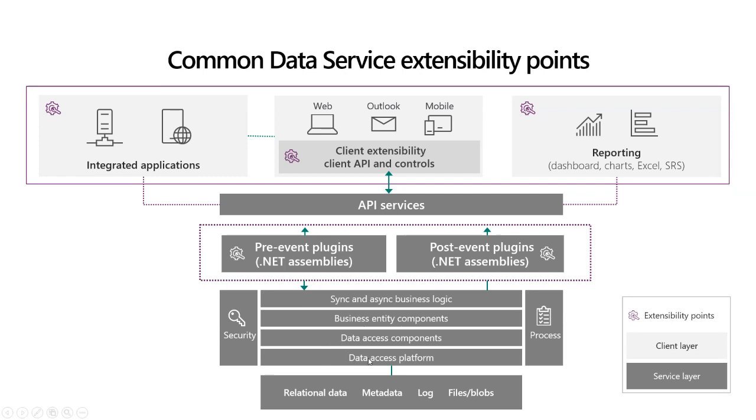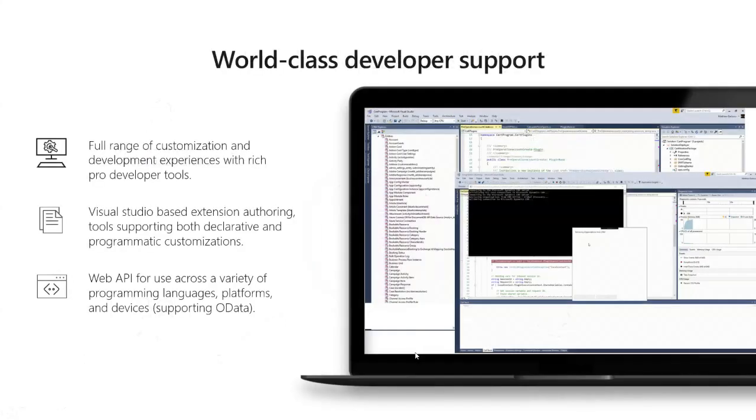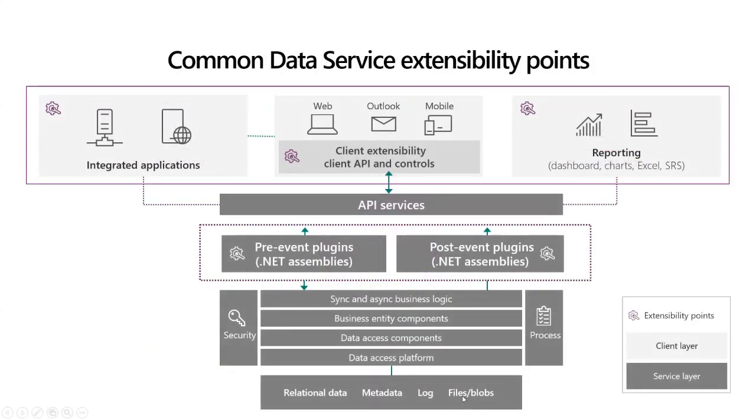So you have the data access platform, and of course the security is configured within the Power App itself. Then you can have the Power Automate process or the workflow built into the system. And then the system will store the data into different types of storage in the Azure services, such as your relational data, your metadata, your log, your file. For example, if you want to store an image, the system will store it in a different silo of the data storage.